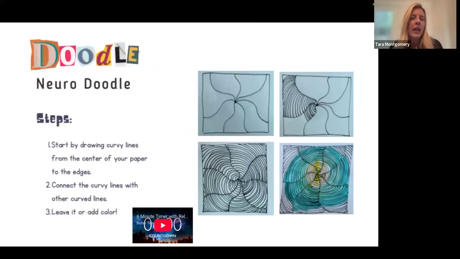Okay, so that leads us to a neuro doodle, and I don't know if you guys have paper or pencil. You could totally do this. It doesn't take much, if you wanted to, but this is one of my all-time favorite activities to do with our students. So you would just have a piece of paper, and then you would have your students start by drawing curvy lines from the center of your paper out to the edges. And then you're just going to have them start connecting those lines with other curved lines. And then by the end, they can either leave it black and white, or they can add color.